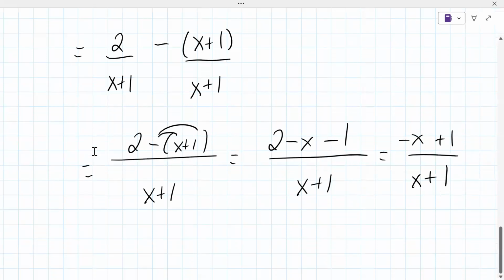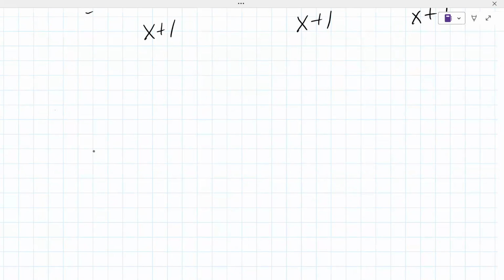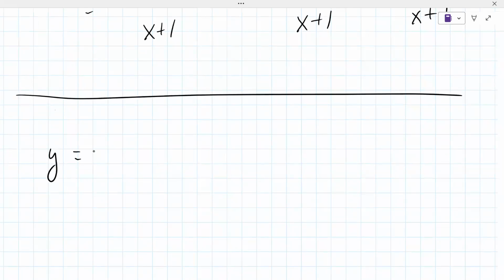Okay. You ready to try one on your own here? Yeah. All right, so let's go. Let's say it's y equals 3 over x plus 2 plus 4. It's about as easy as I can make it without introducing any signs or anything weird. All right. Let's see. 3 over x plus 2.